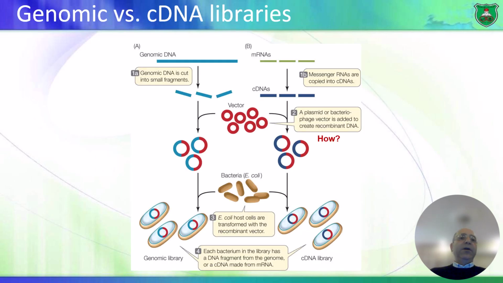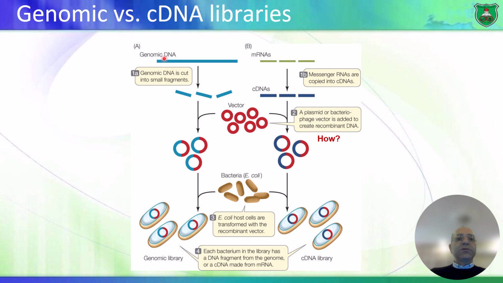And there are two different types of libraries. There are genomic libraries and there are cDNA libraries. Now, let's start with genomic DNA. Genomic DNA is basically the whole DNA of a cell or a group of cells.